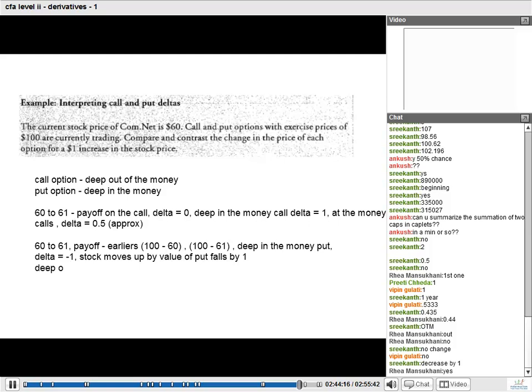Similarly, deep out of the money puts will have a delta equal to 0, and at the money puts will have a delta equal to -0.5 approximately.